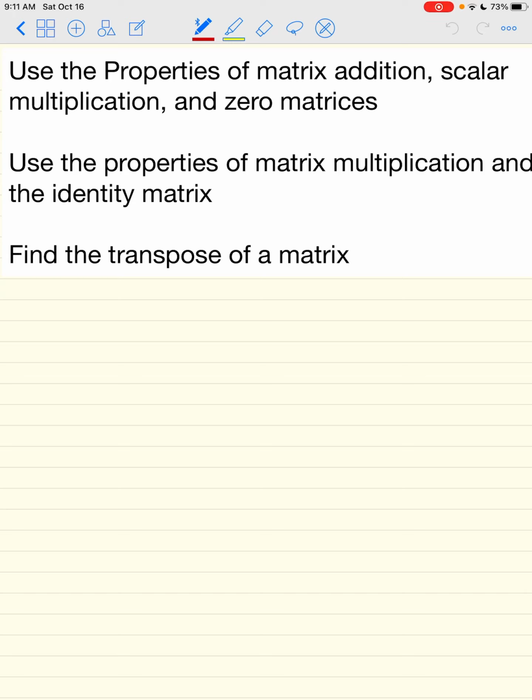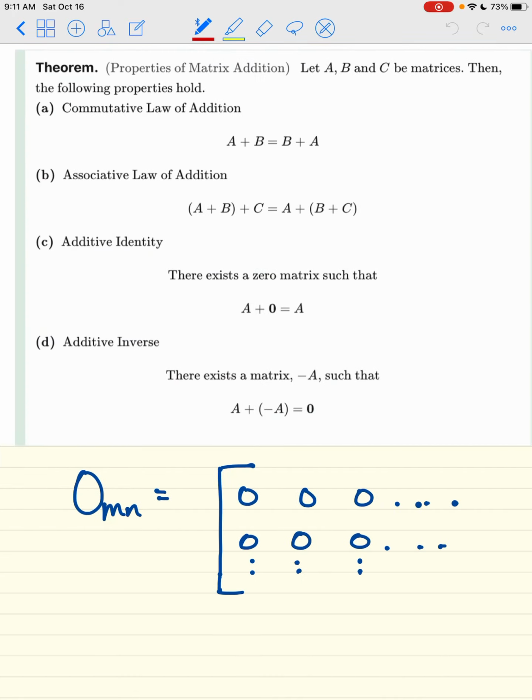So in this section, we are going to talk about the properties of matrix addition, scalar multiplication, and zero matrices. We're going to discuss the properties of matrix multiplication and the identity matrix. I think I said multiplication up there, but I meant addition. And then find the transpose of a matrix. So these are basically the do's and the don'ts for operations with matrices.